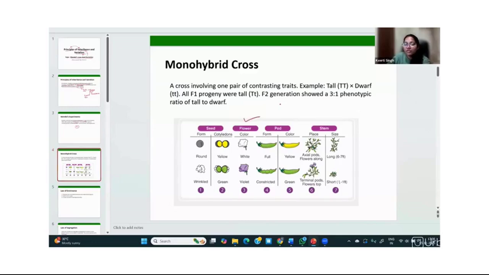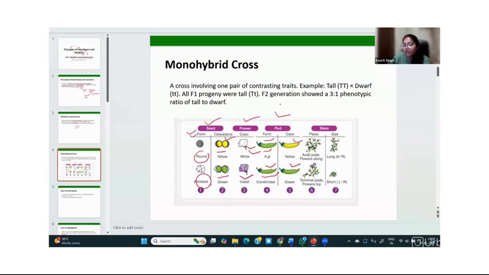the color of flower, the form and color of seed, right? The pod shape and color. If the pod has a smooth shape or it has some wrinkles, it is constricted in shape. If the pod has yellow color or green color, right? The color of the flower is also visible, whether the flower will have a white color or a violet color. And the seed that is formed from the plants, whether they are round or wrinkled. The cotyledons present inside the seed, whether they are yellow or green in color.